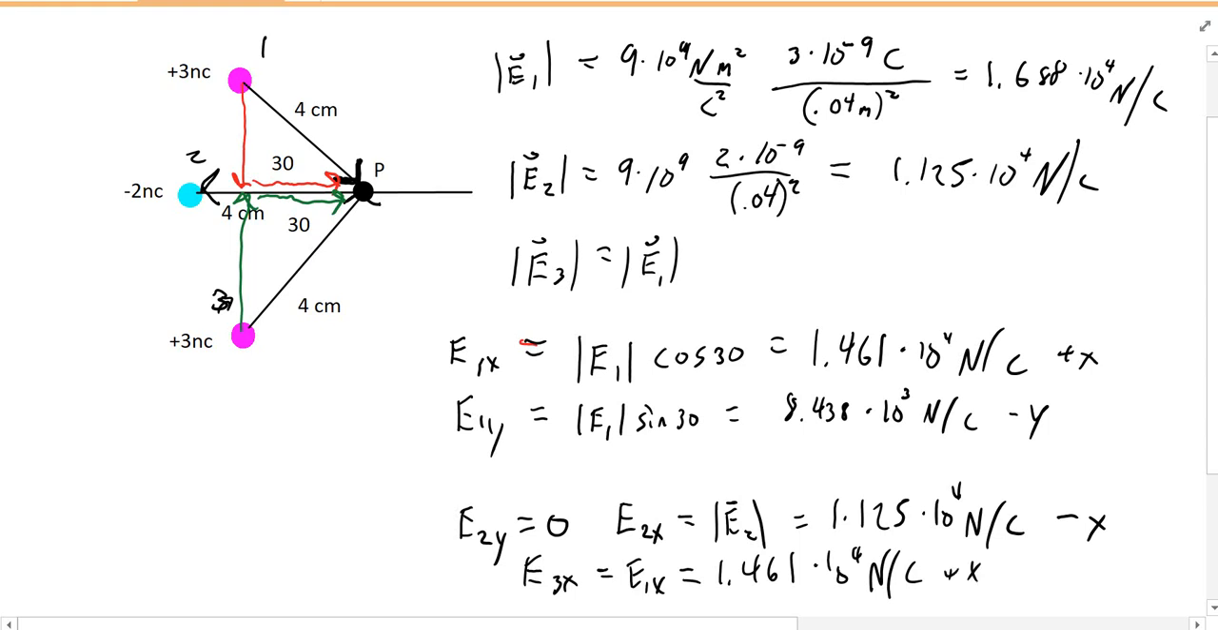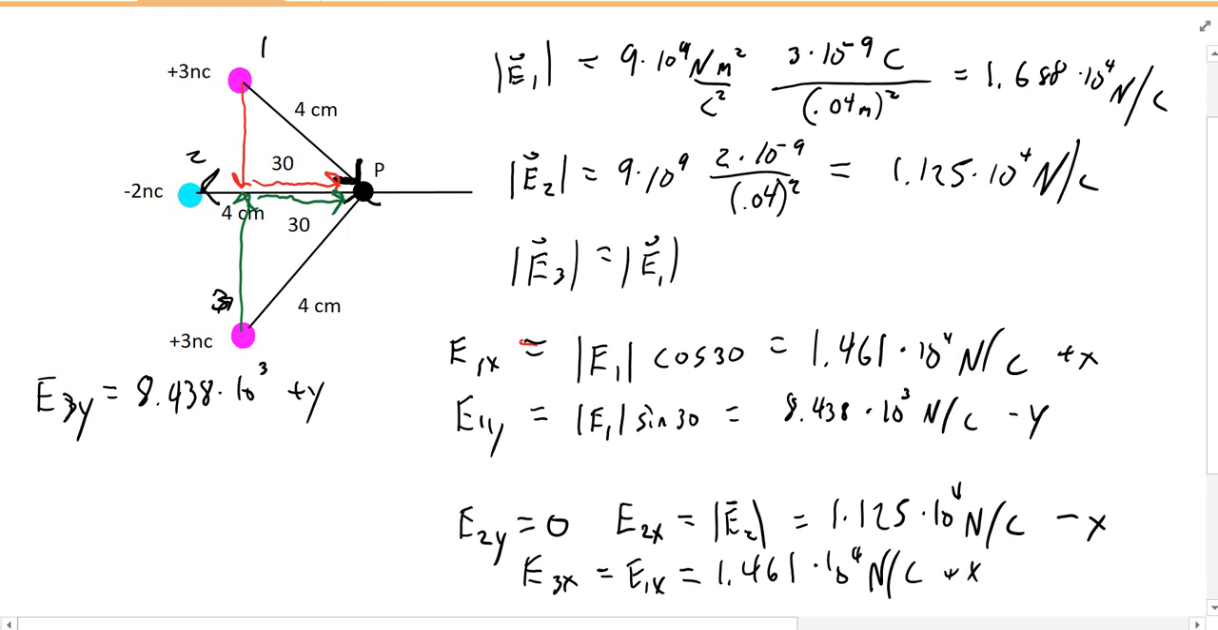The y component is going to be the same magnitude as the y component of charge 1, but it's going to be negative instead of positive. So I'll go over here: E3y equals the same as E1y, 8.438 times 10 to the 3, but it is in the positive y, not the negative y.